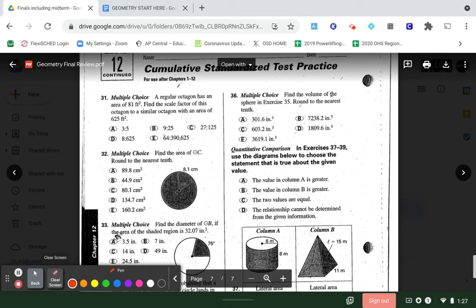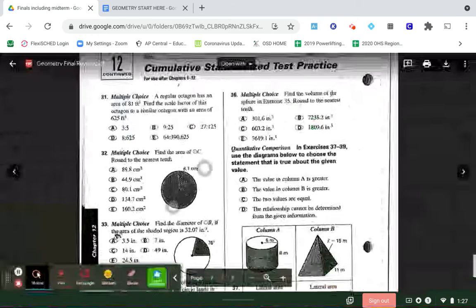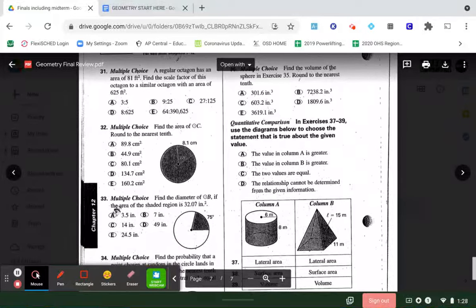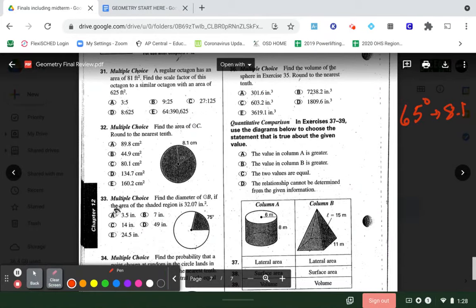Okay, for the next one, find the volume of the sphere in exercise 35. Well, we'll get that in a minute, I guess, because we'll have to go down and see exercise 35. So number 32, find the area. Oh, looks like we have to zoom in again. 65 degrees. So we don't want the whole circle. We have 65 degrees made an 8.1 centimeter arc.